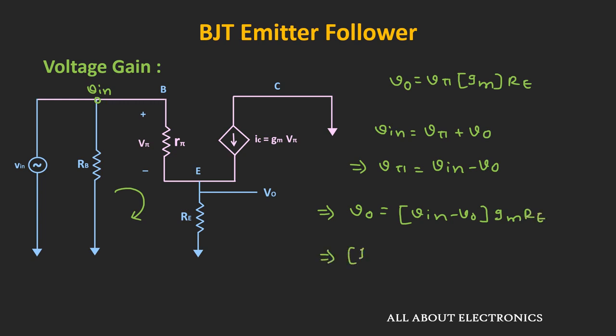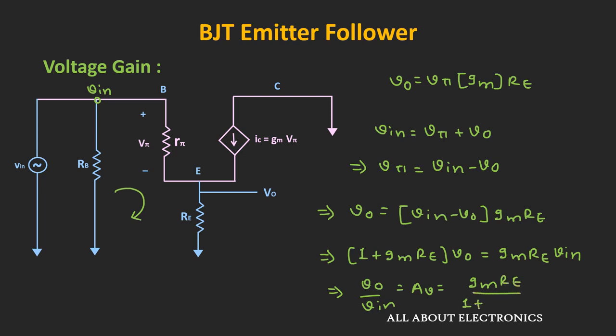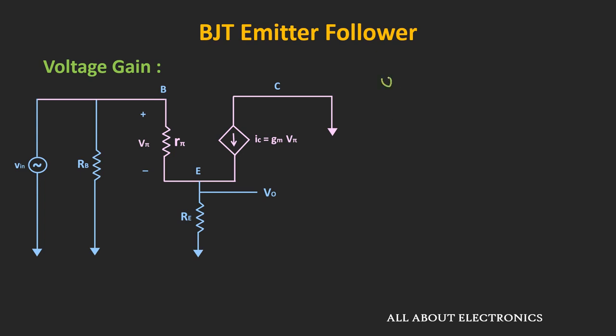That means 1 plus GM times RE times V out is equal to GM times RE times input voltage. That means voltage V out divided by V in, or the voltage gain, is equal to GM times RE divided by 1 plus GM times RE. And if we divide the entire expression by the term GM, then we can write the voltage gain as V out divided by V in is equal to RE divided by 1 over GM plus RE. So this is the expression of the voltage gain.